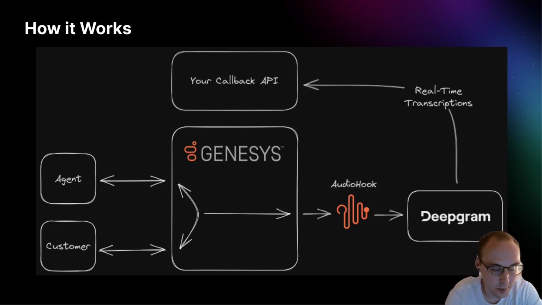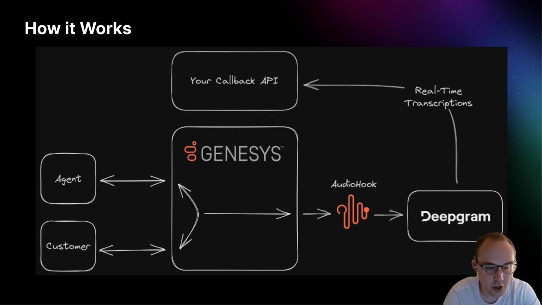So let's say your company uses Genesys to manage its call center. In that case, when a customer calls in to speak to one of your agents, that call is going to flow through your Genesys org. We can then use a Genesys protocol called AudioHook to share that call audio with Deepgram. That'll allow Deepgram to transcribe the call in real time and send the results to a callback URL that you set up in advance. So that's what we're aiming to achieve here.